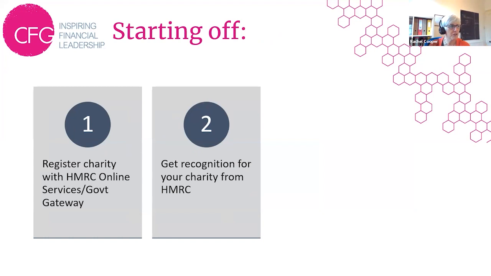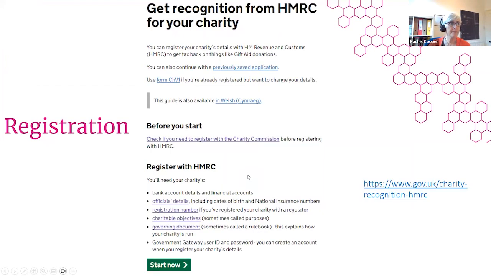So it's registering your charity with the online services, HMRC online services, and then getting the recognition for your charity from HMRC. And this is where you start. You start on this form, and there is a link on here, and the links will be available, I think, alongside the recording. And the form looks like this: start now.